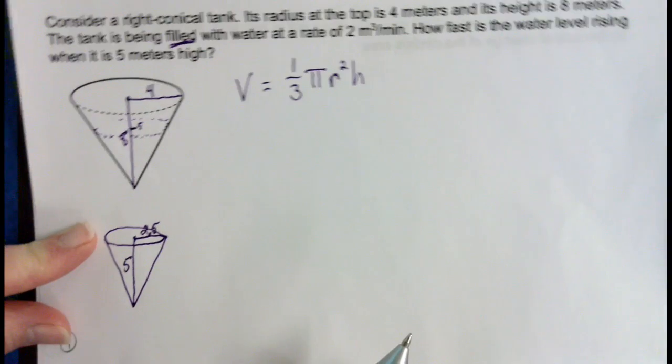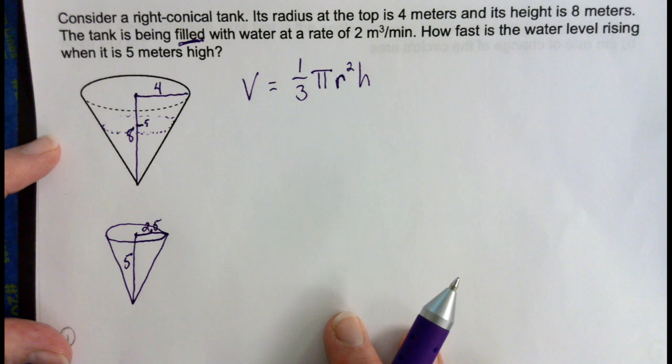Now, I do not really want to do that with 3 variables. I want to do it with 2 variables, okay? So I'd like you to remember right before we went to lunch, we said that since the whole tank has a radius of 4 and a height of 8, then when the height is 5, the radius would be half of that, right?